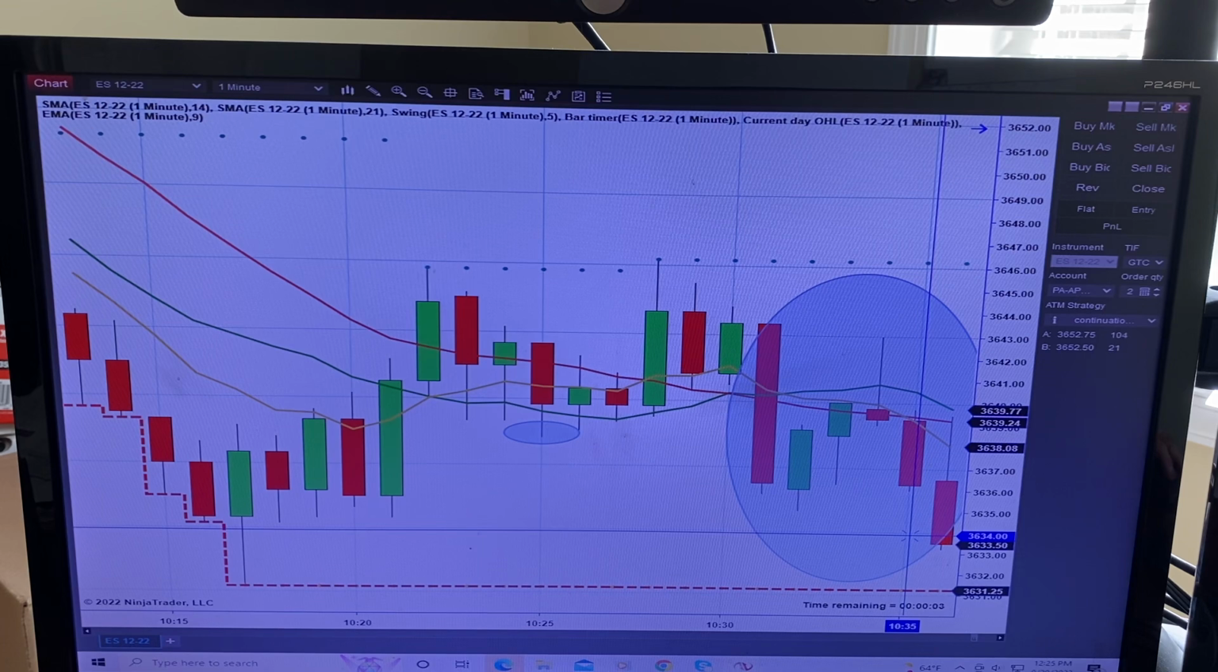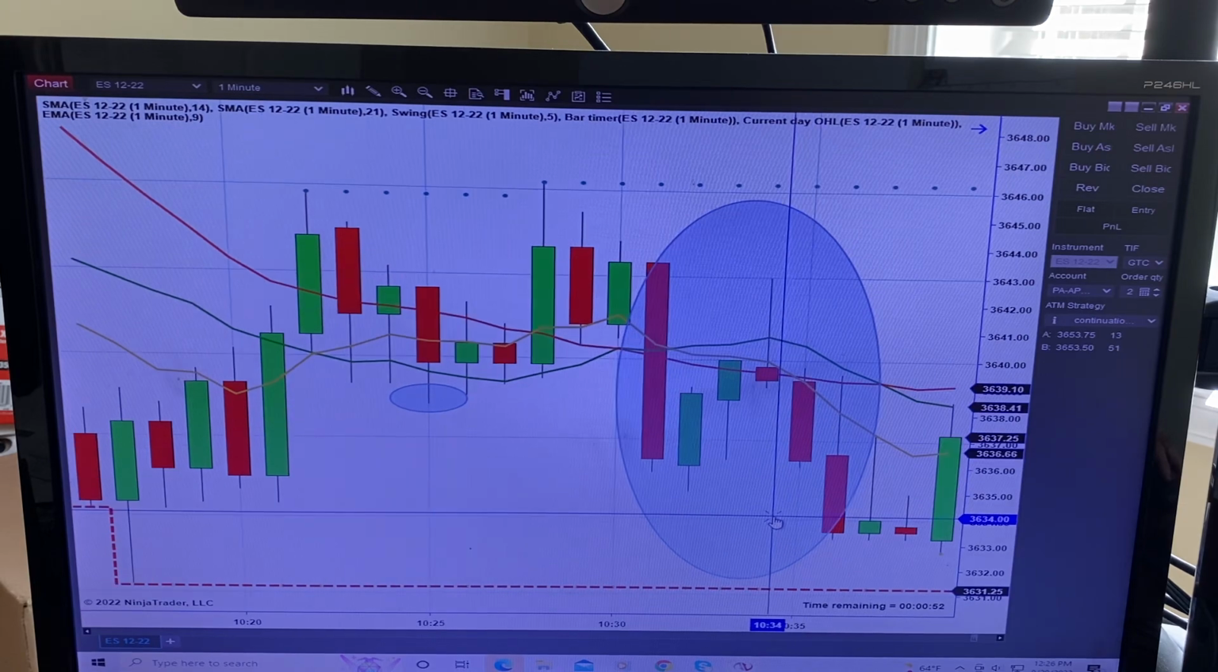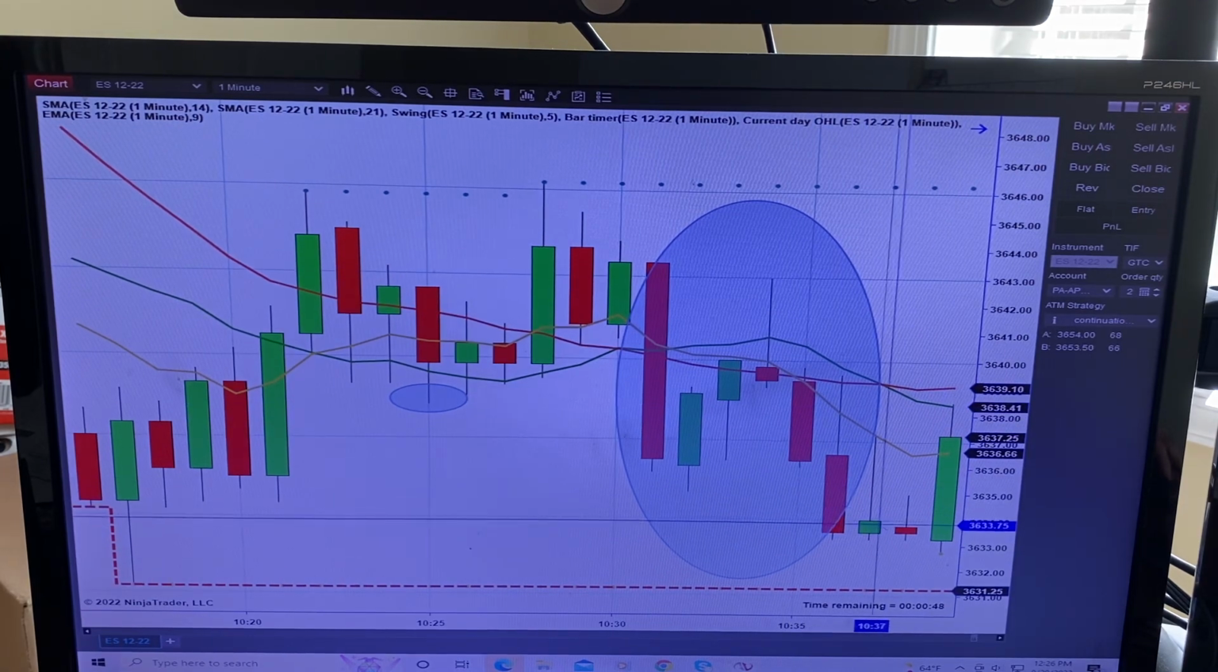It literally went 5 points, right to there. There's your 5 points, almost to the bottom of that candle. And look what happened after the 5 points. It went back up again. Seems like a lot of people had targeted that area.